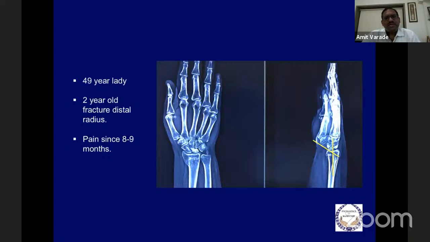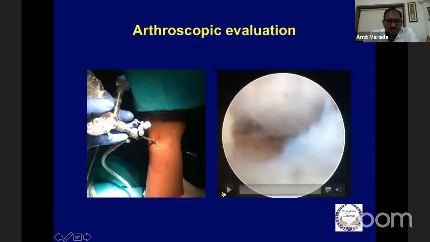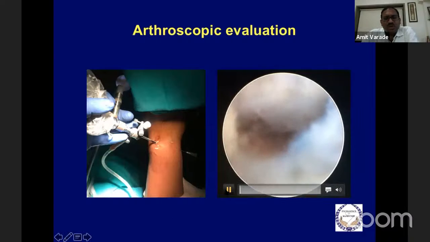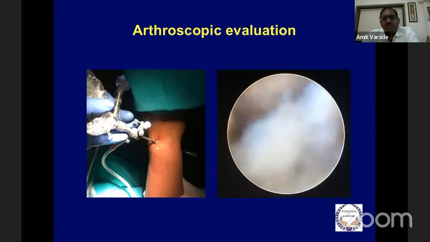We'll see by example. This 49-year-old lady had a 2-year-old malunited distal radius, and she presented with pain since 8 to 9 months. If you see the X-ray carefully, the lunate looks like it is in an early stage, and the radioscaphoid angle is also more than 60 degrees. So we might consider saving this lunate radiologically, but we did midcarpal scopy through the midcarpal radial portal.